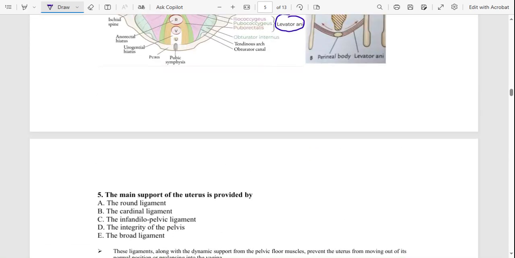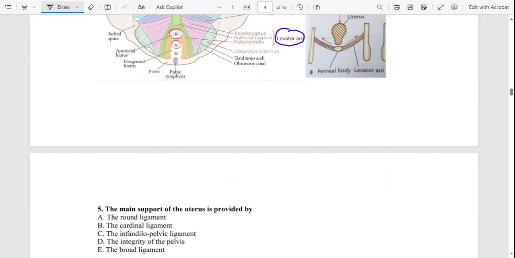Number 5 is saying the main support of the uterus is provided by the round ligament, the cardinal ligament, infundibulopelvic ligament, integrity of the pelvis, the broad ligament. We also mentioned this one. Which one is the main support of the uterus? Yeah, thank you. So this one is the cardinal ligament.